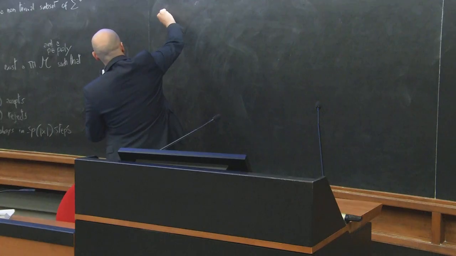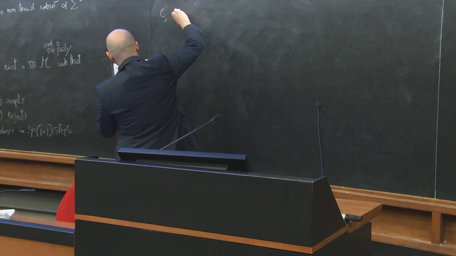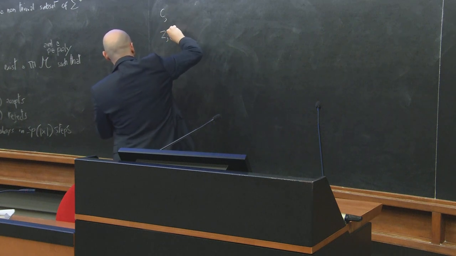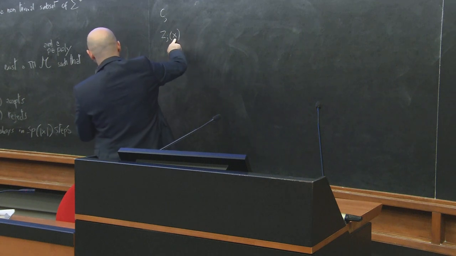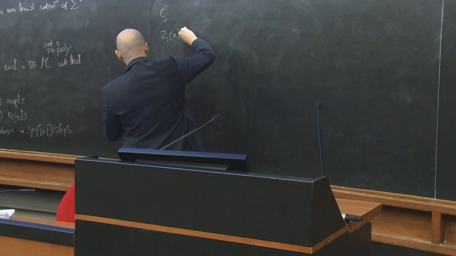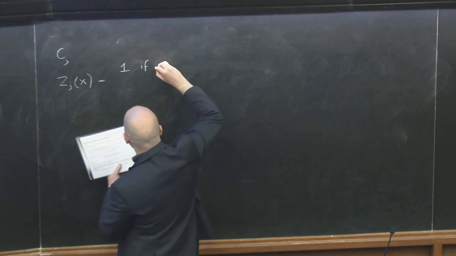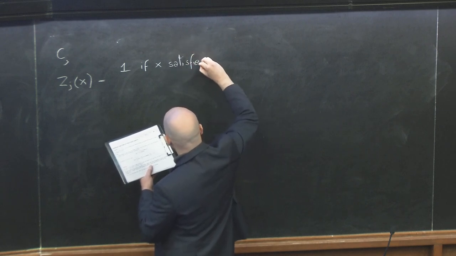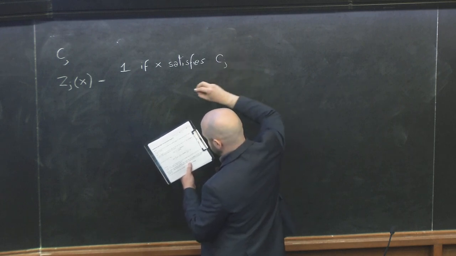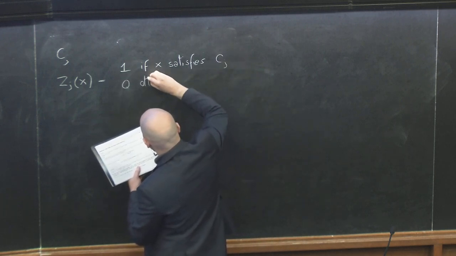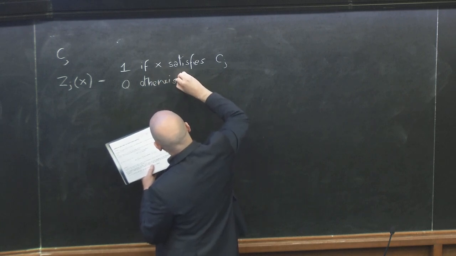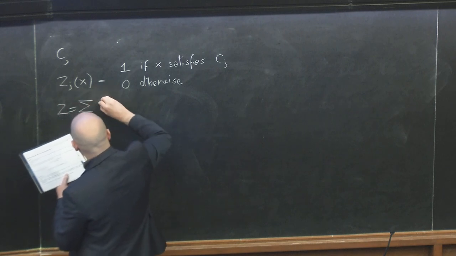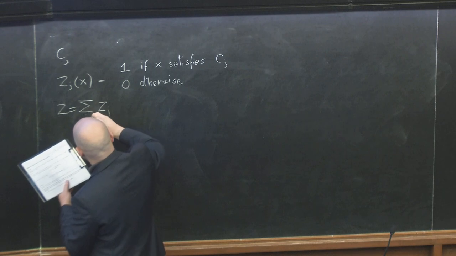For each clause CJ, I define the variable ZJ of X, where X is a given truth assignment, to be 1 if X satisfies CJ, 0 otherwise. And I define Z to be the sum of its ZJs, from 1 to M.